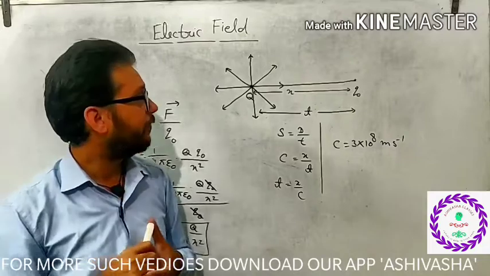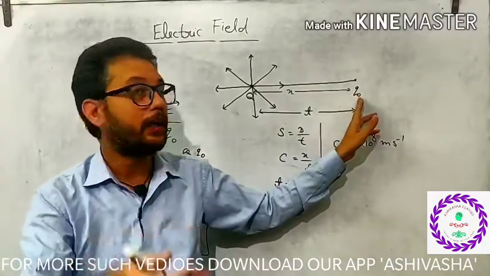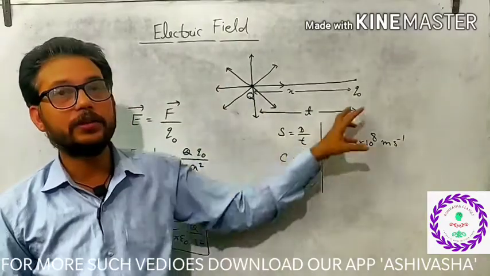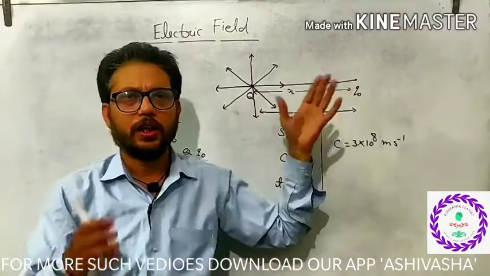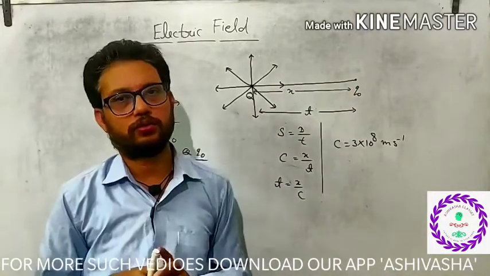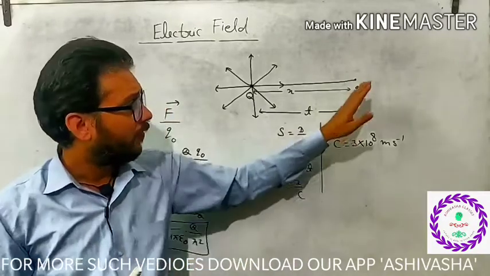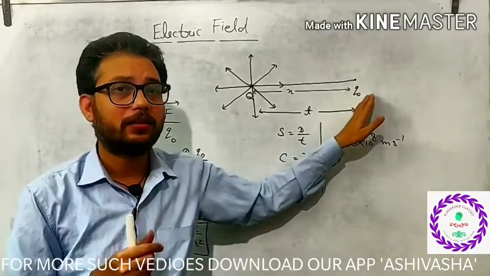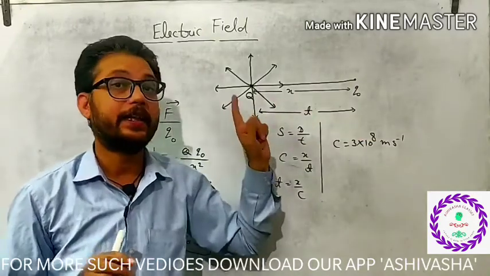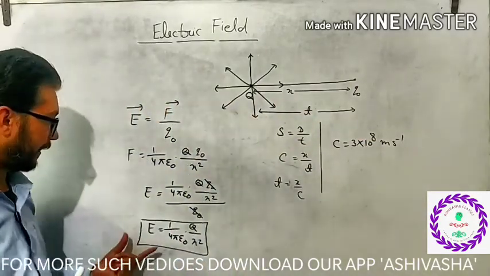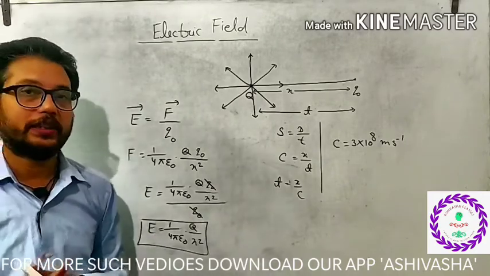Now, if we say that Q naught is apart from the region of Q, or we can say the electric field of Q, then it will experience no electric force. So, we can simply say whether Q naught is there or not, the electric field exists. That's why I am saying that electric field is independent of test charge.